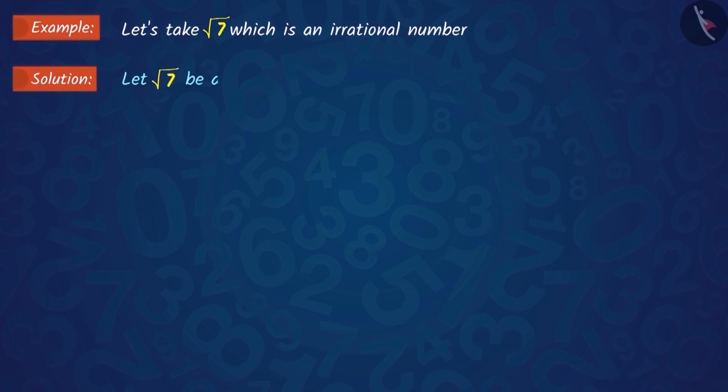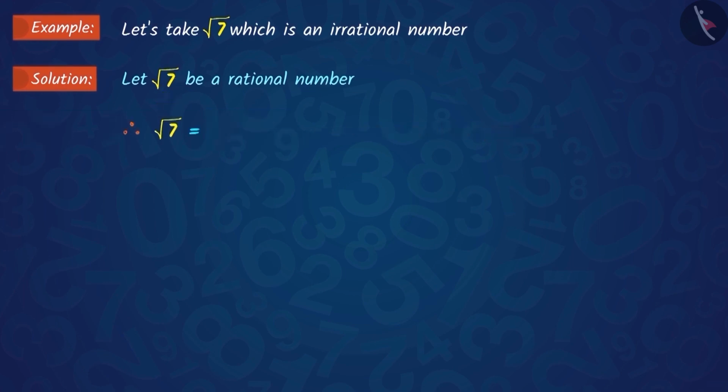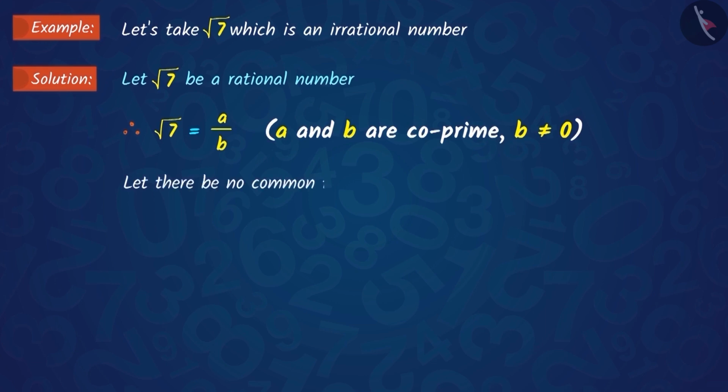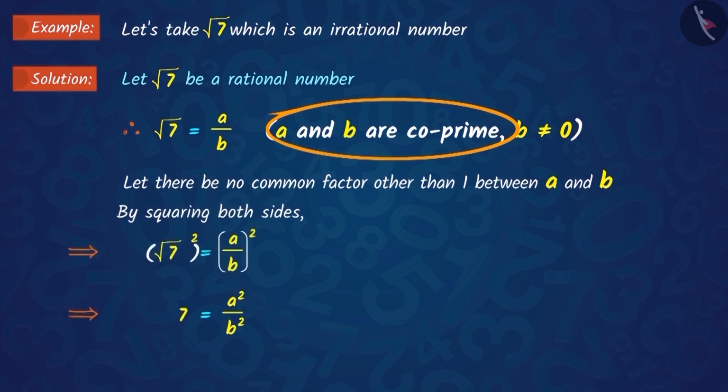Suppose that the square root of 7 is a rational number. Therefore, we can obtain two integers a and b such that the square root of 7 is equal to a upon b, and b is not equal to 0. Suppose a and b do not have any common factor other than 1, where a and b are co-prime. By squaring both sides and rearranging, we get 7b square is equal to a square.